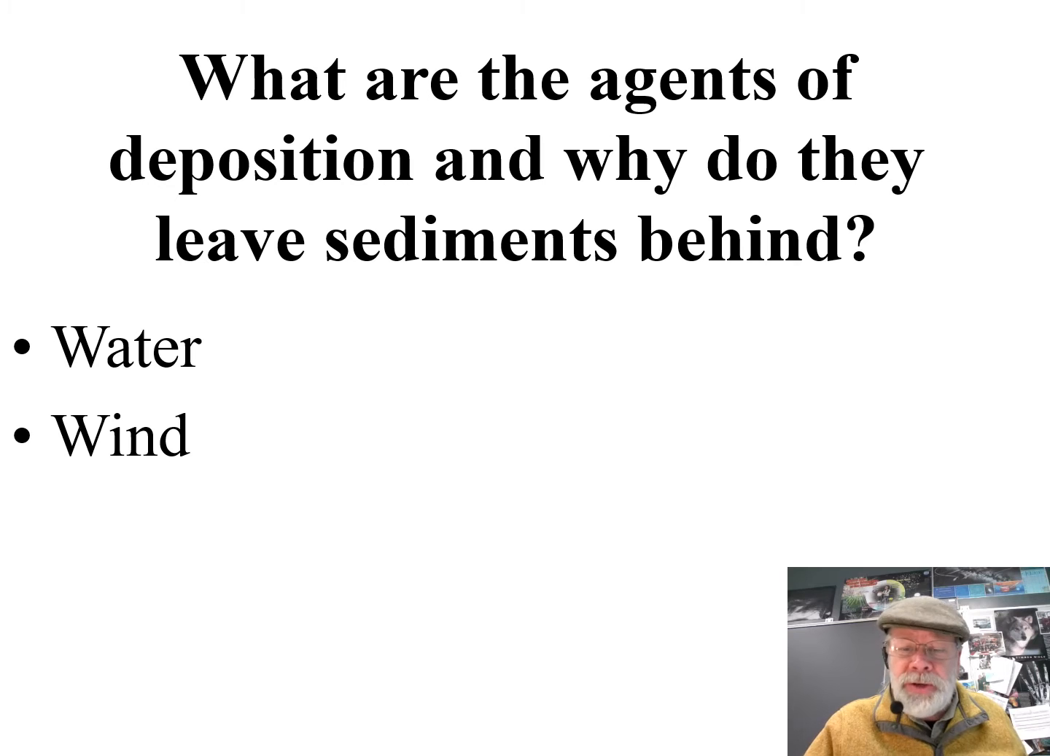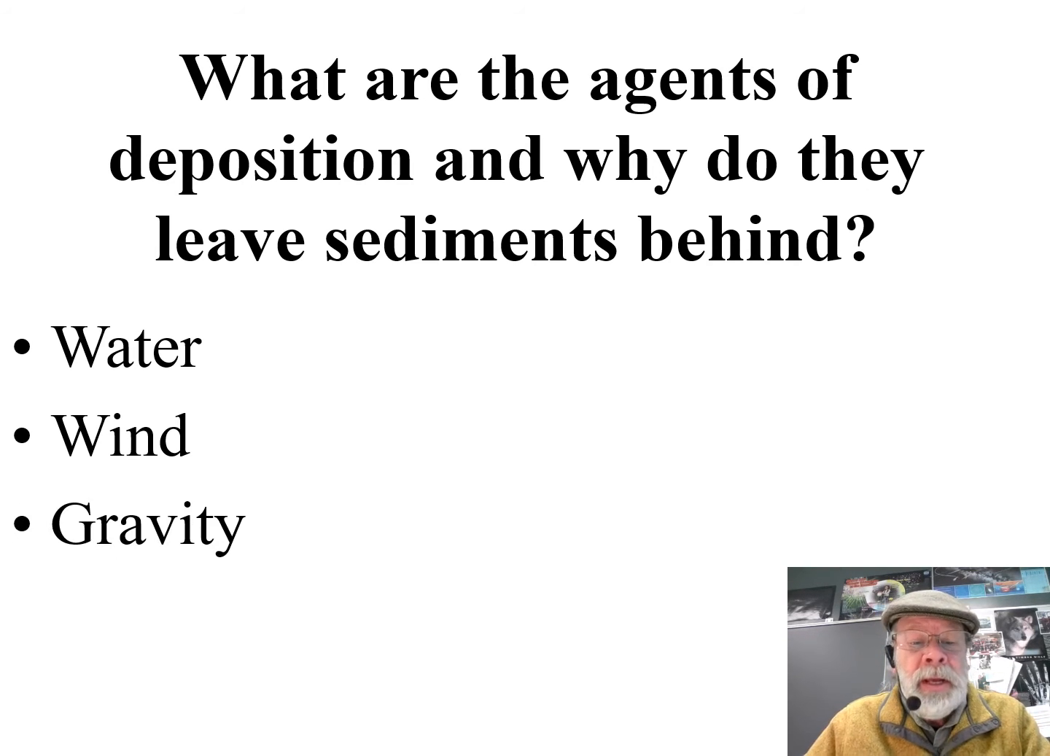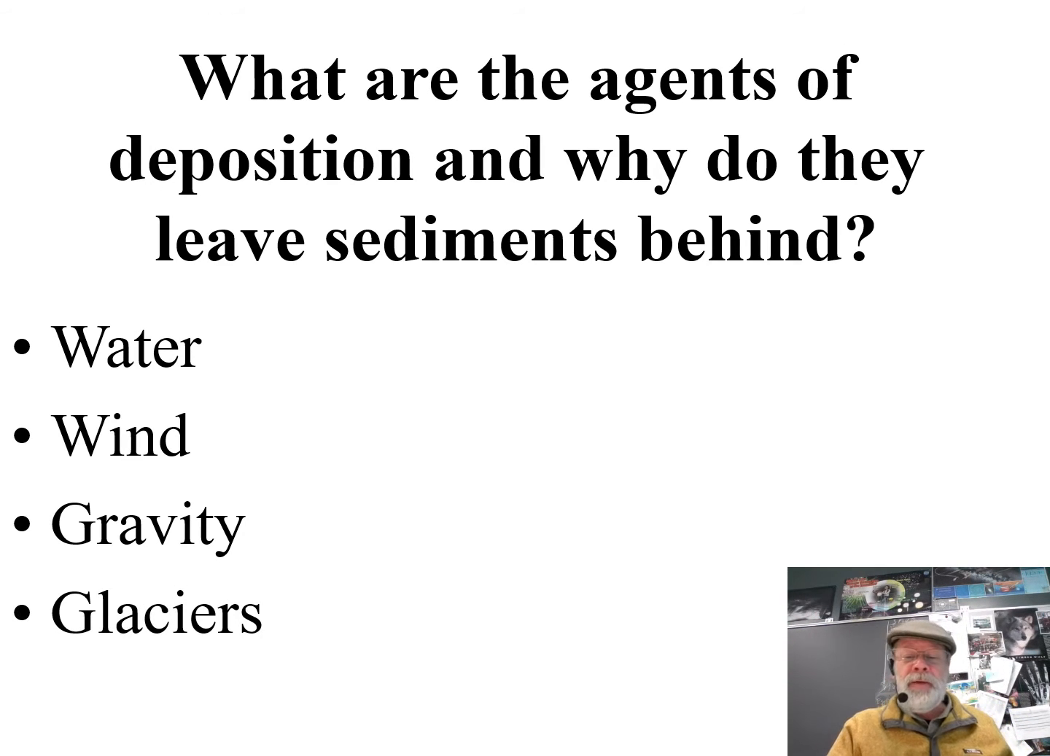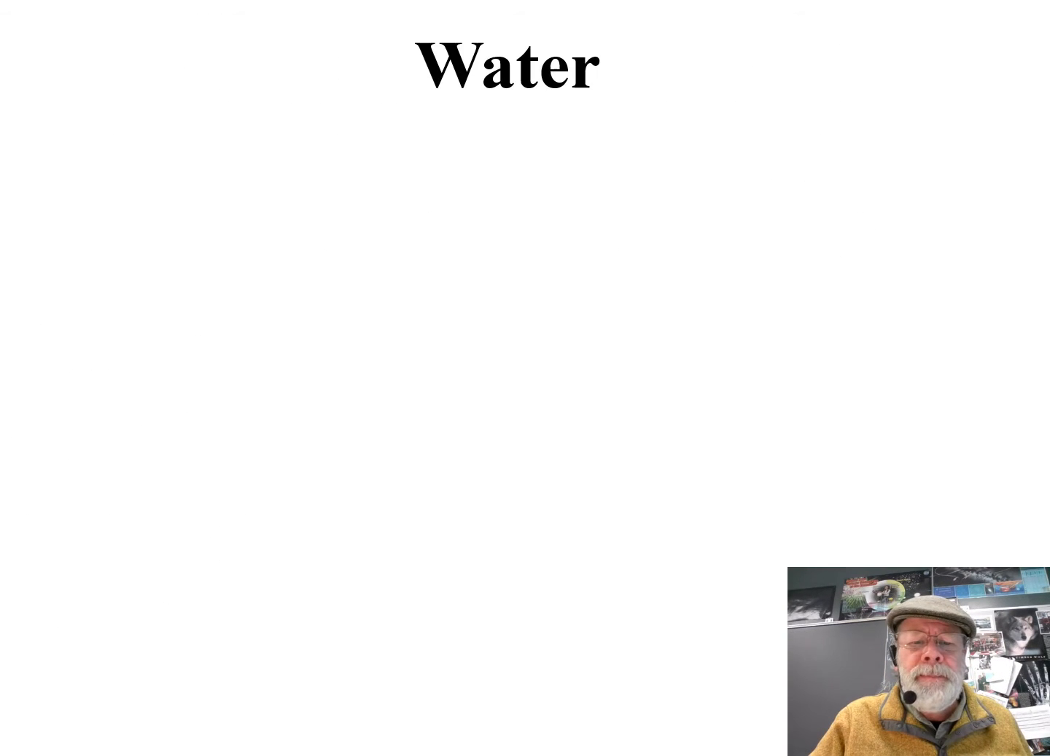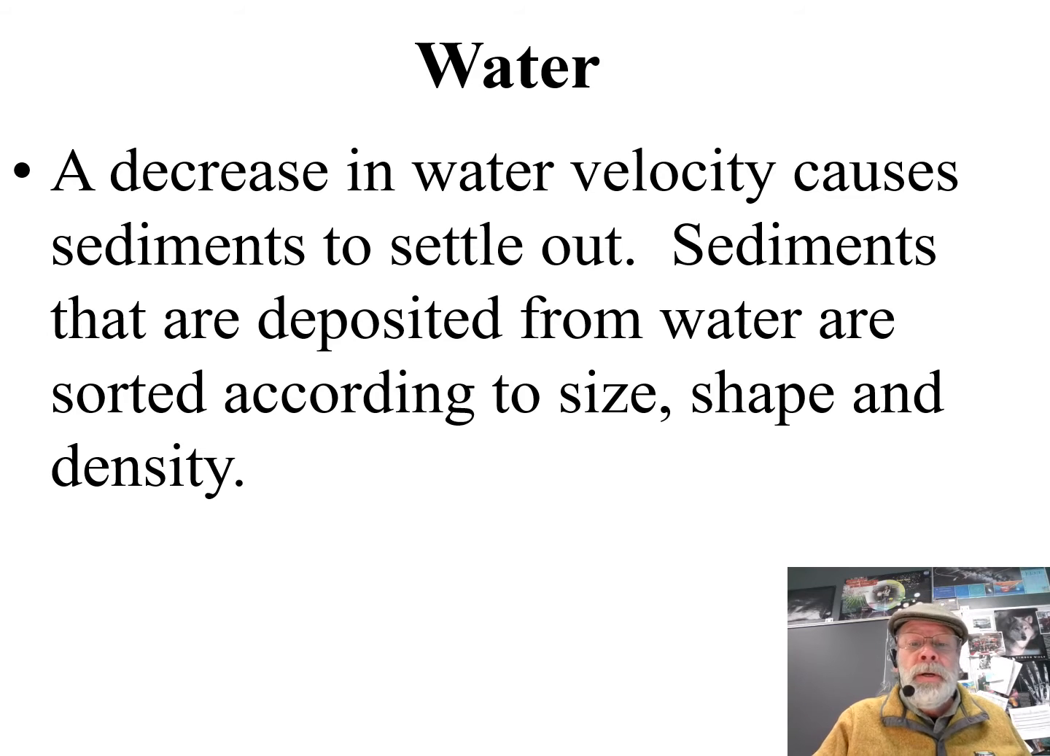So the major agents of erosion are also the agents of deposition. Water and wind being substantial agents of erosion, also therefore deposition. Gravity, whole landslides could pull things down. And of course, glaciers. Wherever glaciers have been, the land has been seriously carved by them. So water, major one. A decrease in water velocity causes the sediments to settle out.